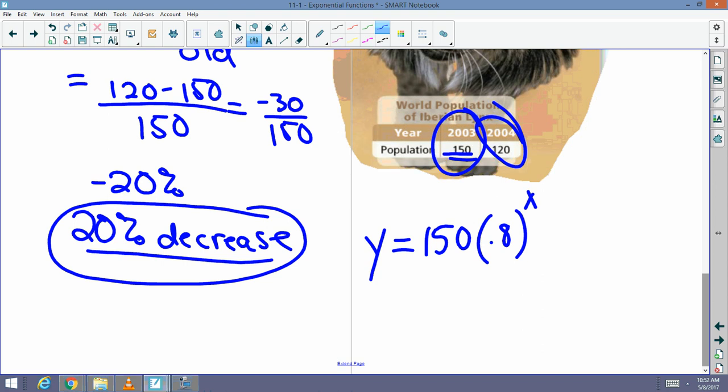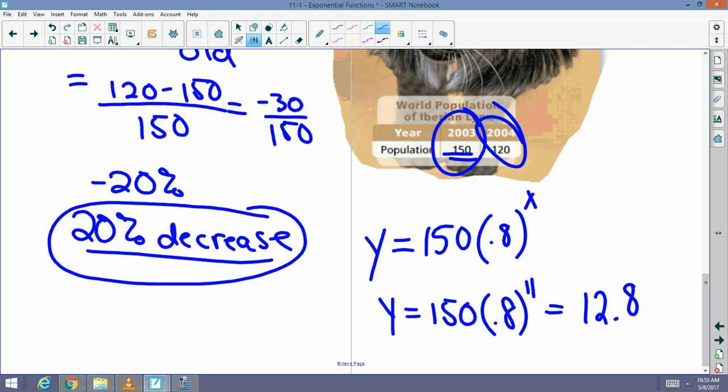Okay, so we have y equals 150 times 0.8 raised to the 11th power, and that's going to be roughly 12.8. Unfortunately, you can't have, no sarcasm, 0.8 of any living thing. So we're looking at 12 left. No, you would not round to 13, not being sarcastic, because you can't have 0.8 of any living being.